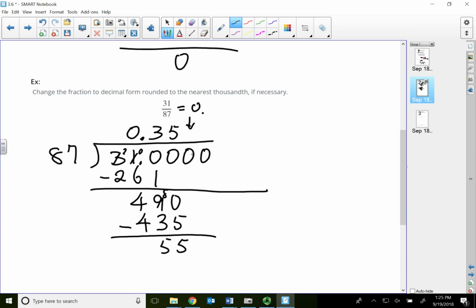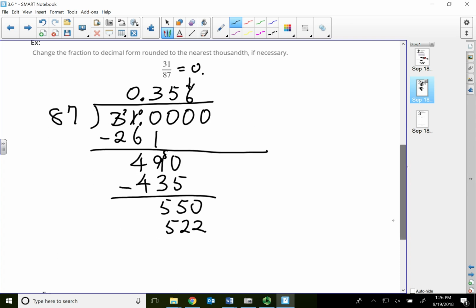Bring down my 0 from the thousandths place. So 8 going into 55. 8 times 7 is 56, so 8 times 6 then. 6 times 7 is 42. 6 times 8 is 48, plus 4 is 52. All right, I will subtract. That's 8. That's 2. 5 minus 3 is 2. That's 28. I'm good. All right, bring down this 0 right here.